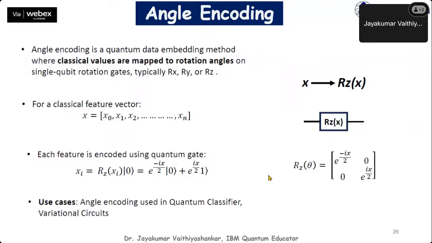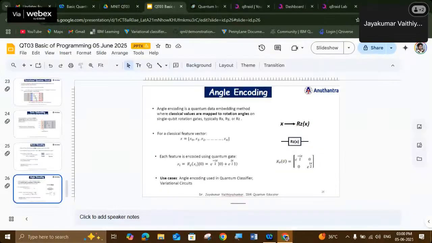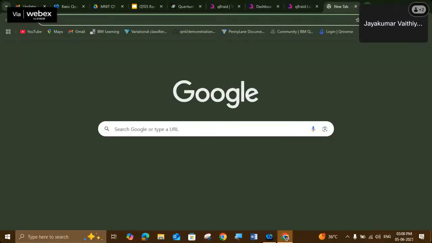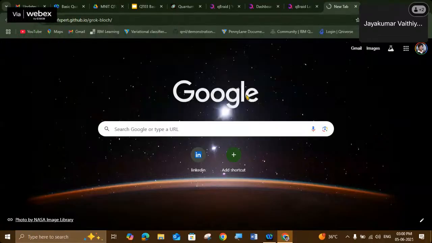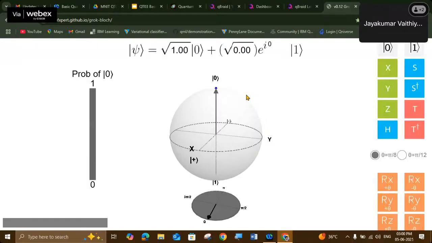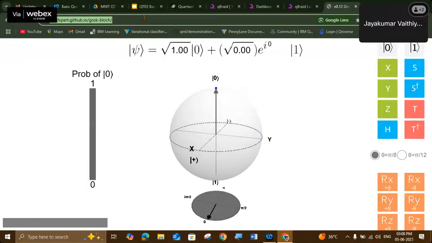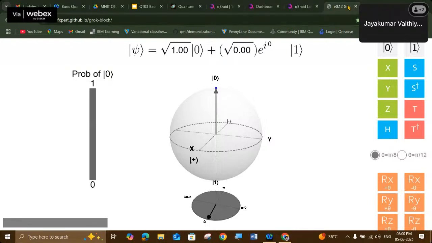Are you able to get the idea? Yes. For visualization, I try to open the Bloch sphere, group Bloch. So I'll share this link with you. Already shared, even though I'll share again. Now it is in stage 0, right?